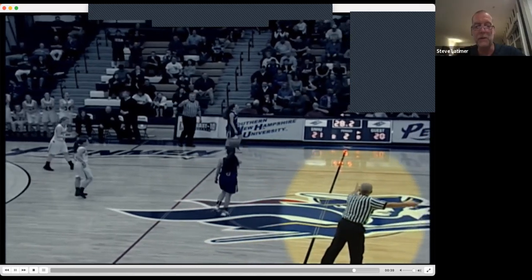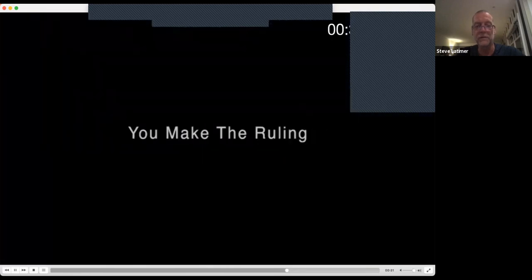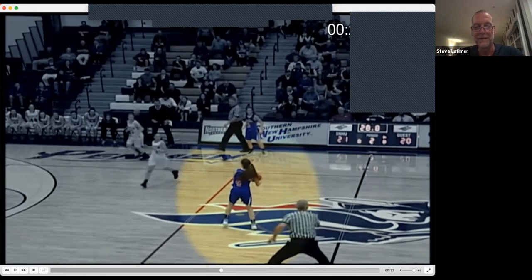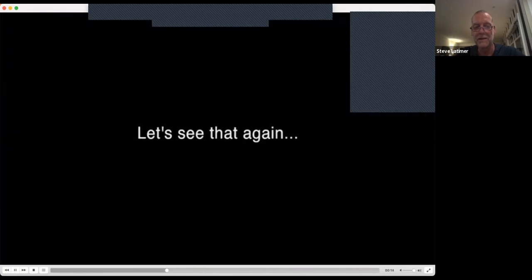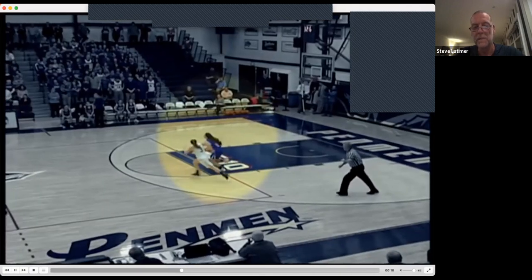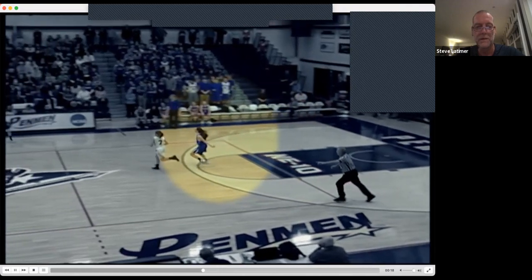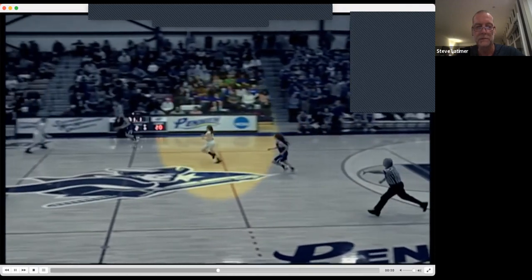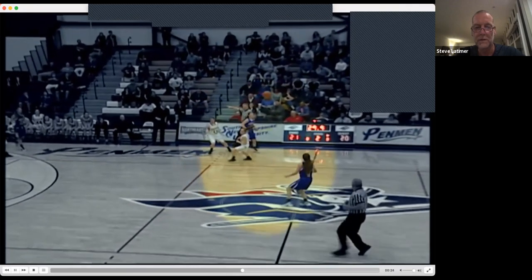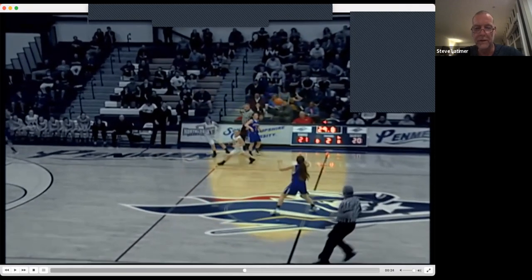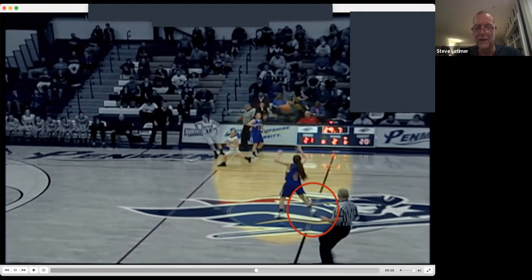In my humble opinion, her foot landed in the front court, but in the front court. A teammate. Number 3 in blue receives the pass and dribbles into the front court, then turns to pass to a teammate. That right there. Her left foot is in the front court.